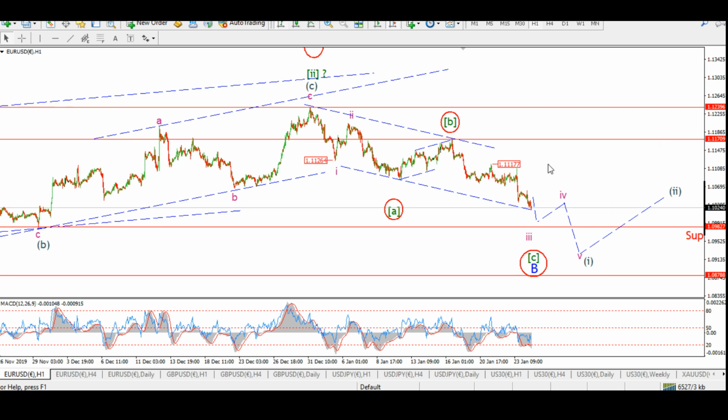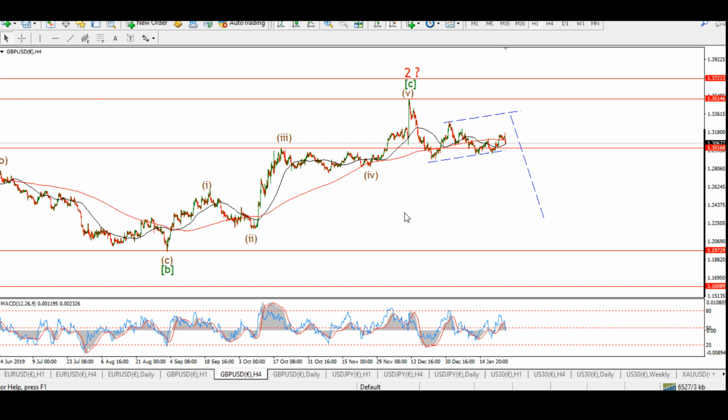Okay, move on. Pound dollar. I was expecting a move higher this week, back up towards that trend channel. We haven't got that rally into the top of the trend channel yet.